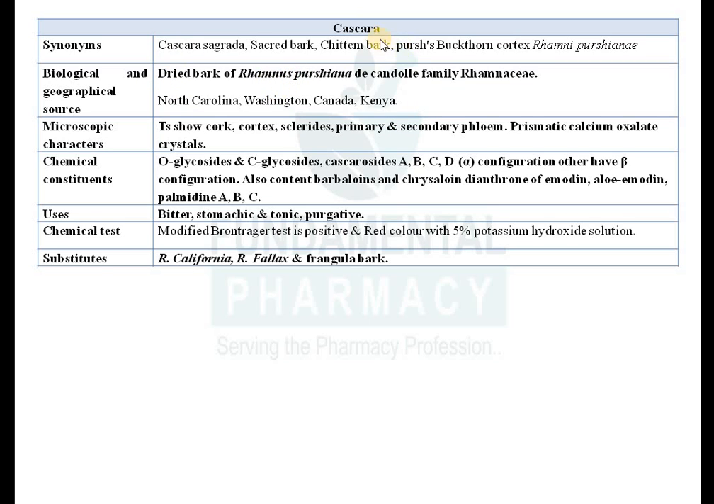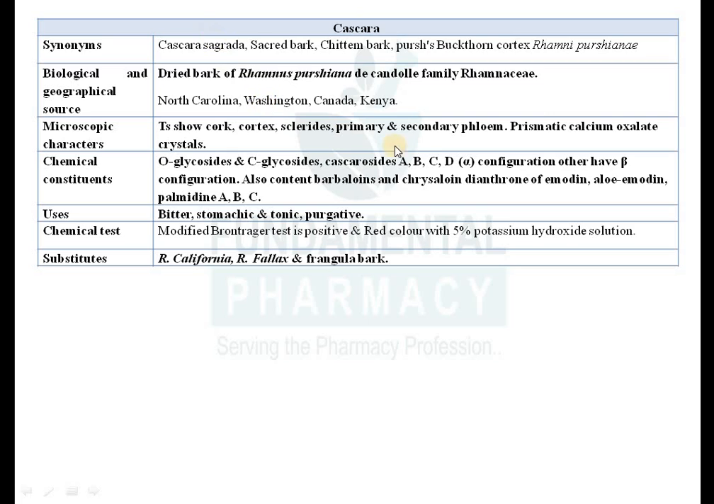So what is the biological source of cascara? It is a dried bark obtained from Rhamnus purshiana, family Rhamnaceae. Just remember that Rhamnus purshiana, Rhamnaceae, is native to North America and is not found in India. So it is not found in India.